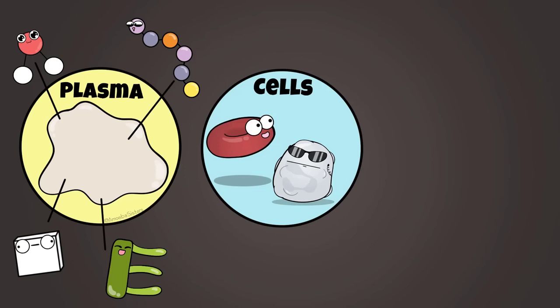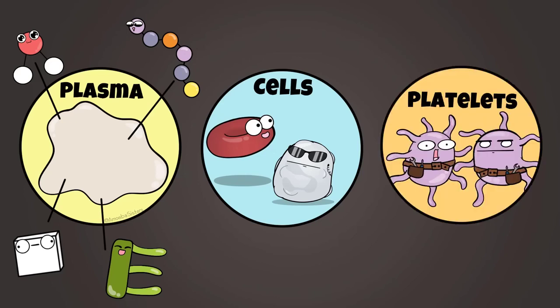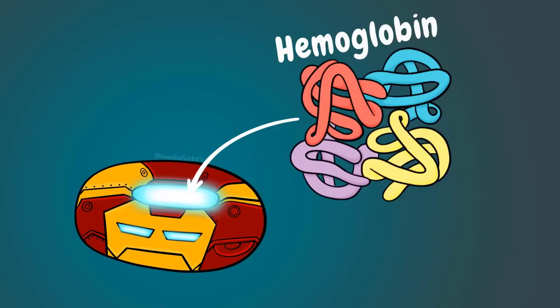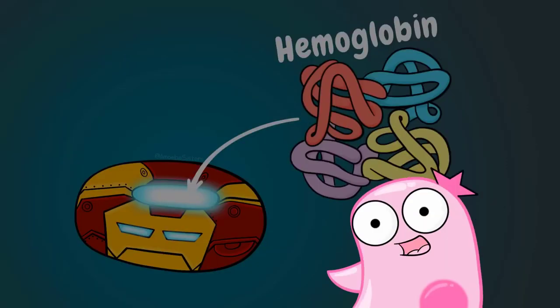Another component includes cellular components. This means red blood cells, which do the transporting of gases, white blood cells, which can fight infections, and platelets, which are actually cellular fragments, and they're involved with helping your blood clot. Very important when there is damage to the body. Red blood cells have an iron-containing protein called hemoglobin, and that is where the red coloring of blood comes from.